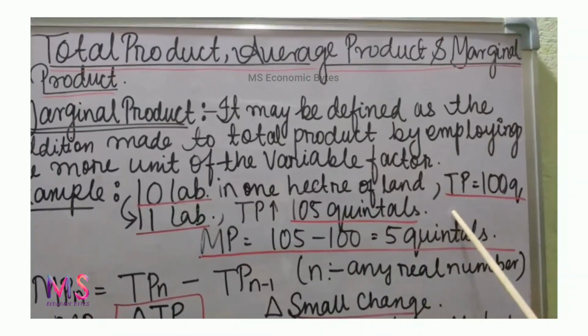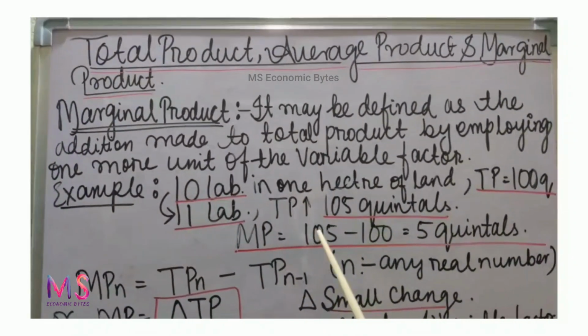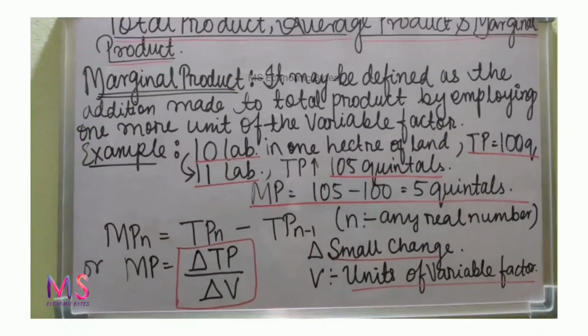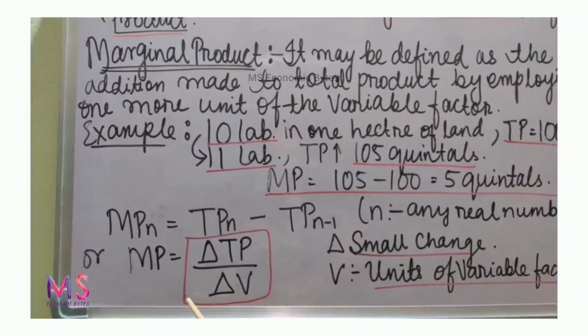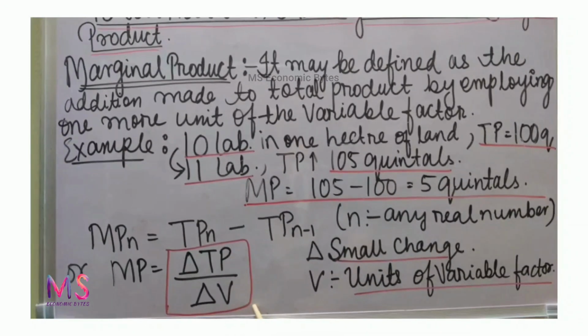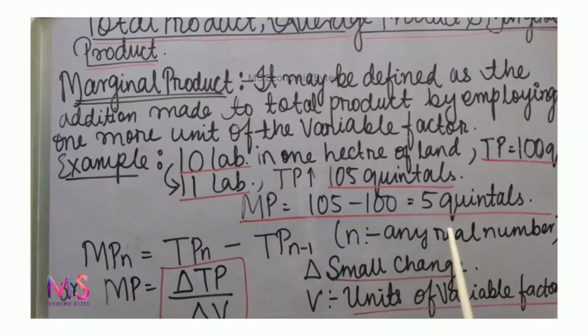So before it was 100 quintals, now it is 105 quintals. So MP is equal to 105 minus 100, that is 5 quintals. There are two formulas for calculating the marginal product. One is MP equals change in total product divided by change in units of variable factor. Another is this formula where N is any real number.